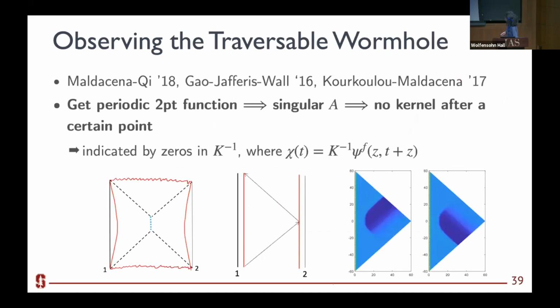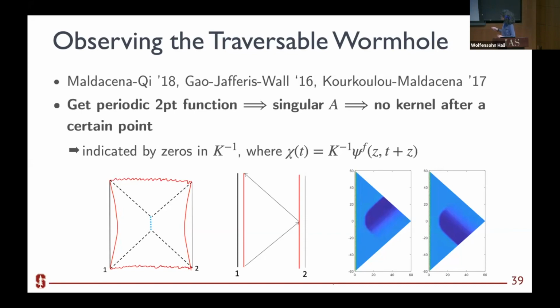All right. So you can do the same thing in the negative energy shockwave case, in which we expect to get a traversable wormhole. The calculation of the two-point functions in this case would result in a periodic two-point function, which would result in an anti-commutator matrix that's singular. And we know that we can't perform the QR decomposition in the case where it's singular. So that tells us that our geometry terminates and we shouldn't be looking any further.